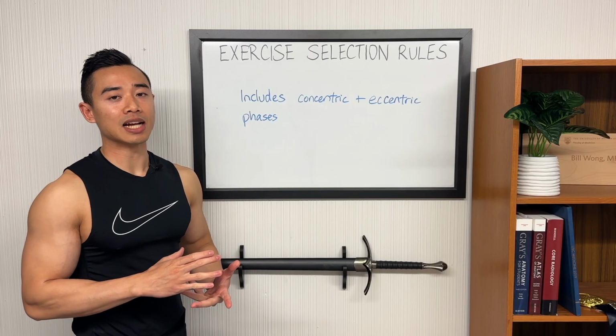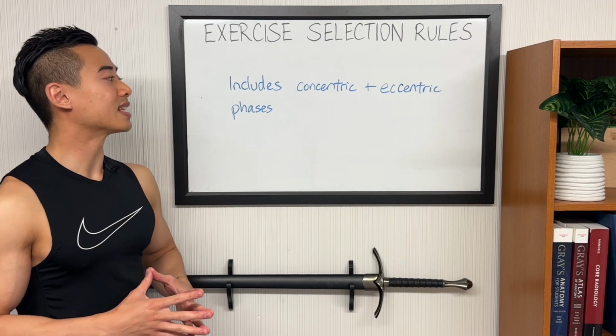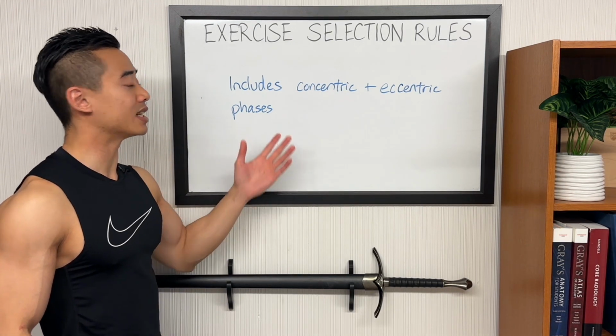Next rule for exercise selection. When designing your program for optimal hypertrophy, you want to include exercises that have both concentric and eccentric phases.